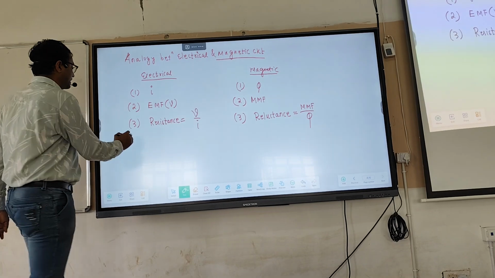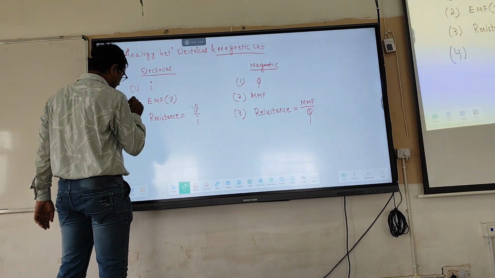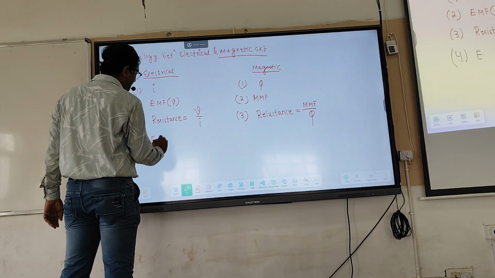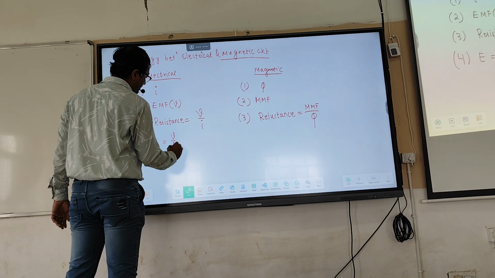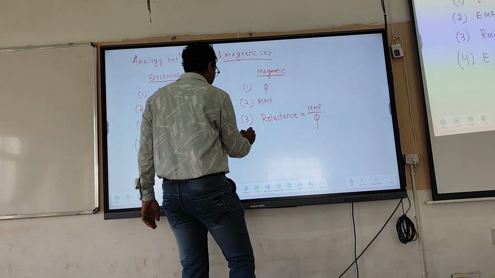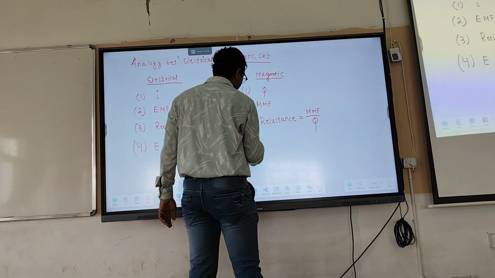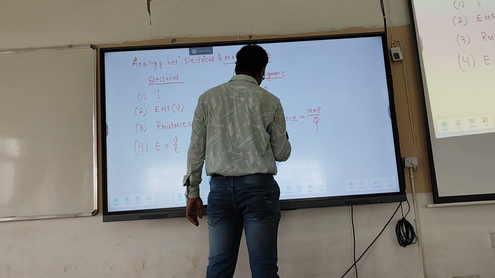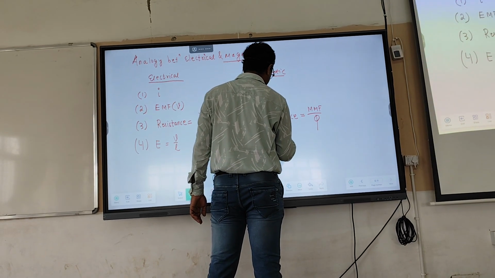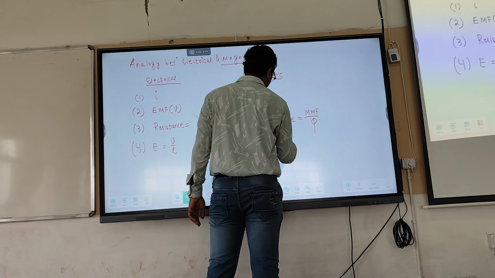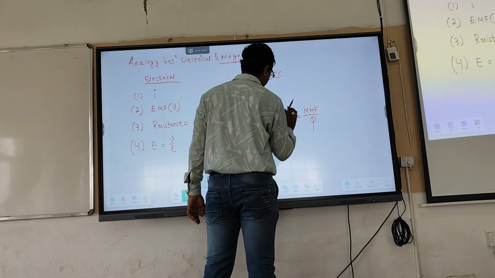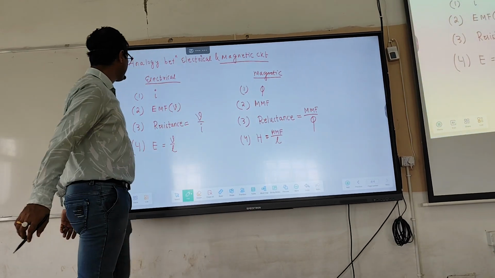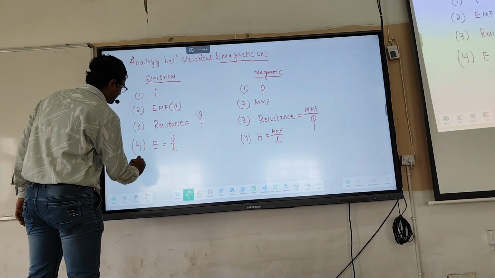Then electric field intensity is equal to V by L, and here magnetic field intensity is equal to MMF divided by L.